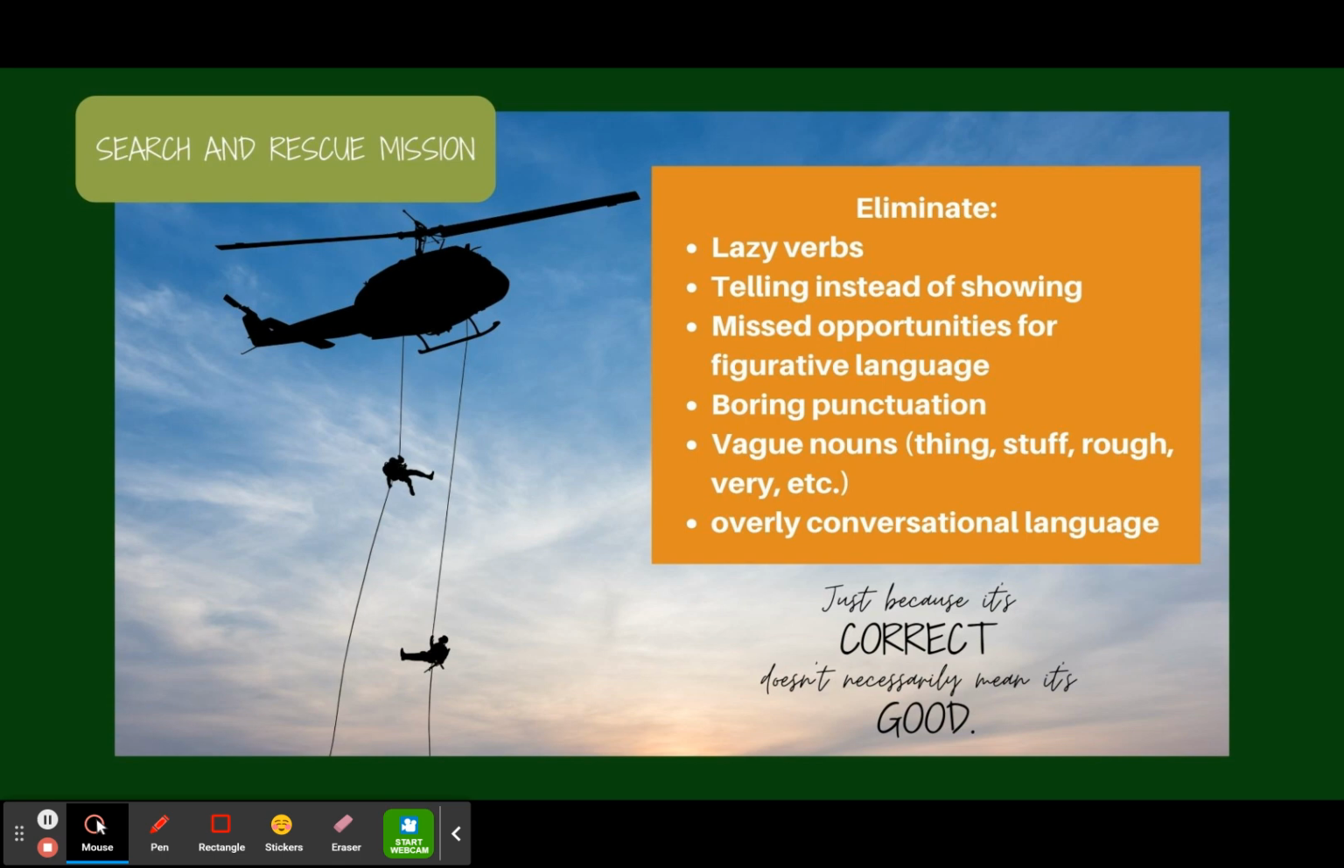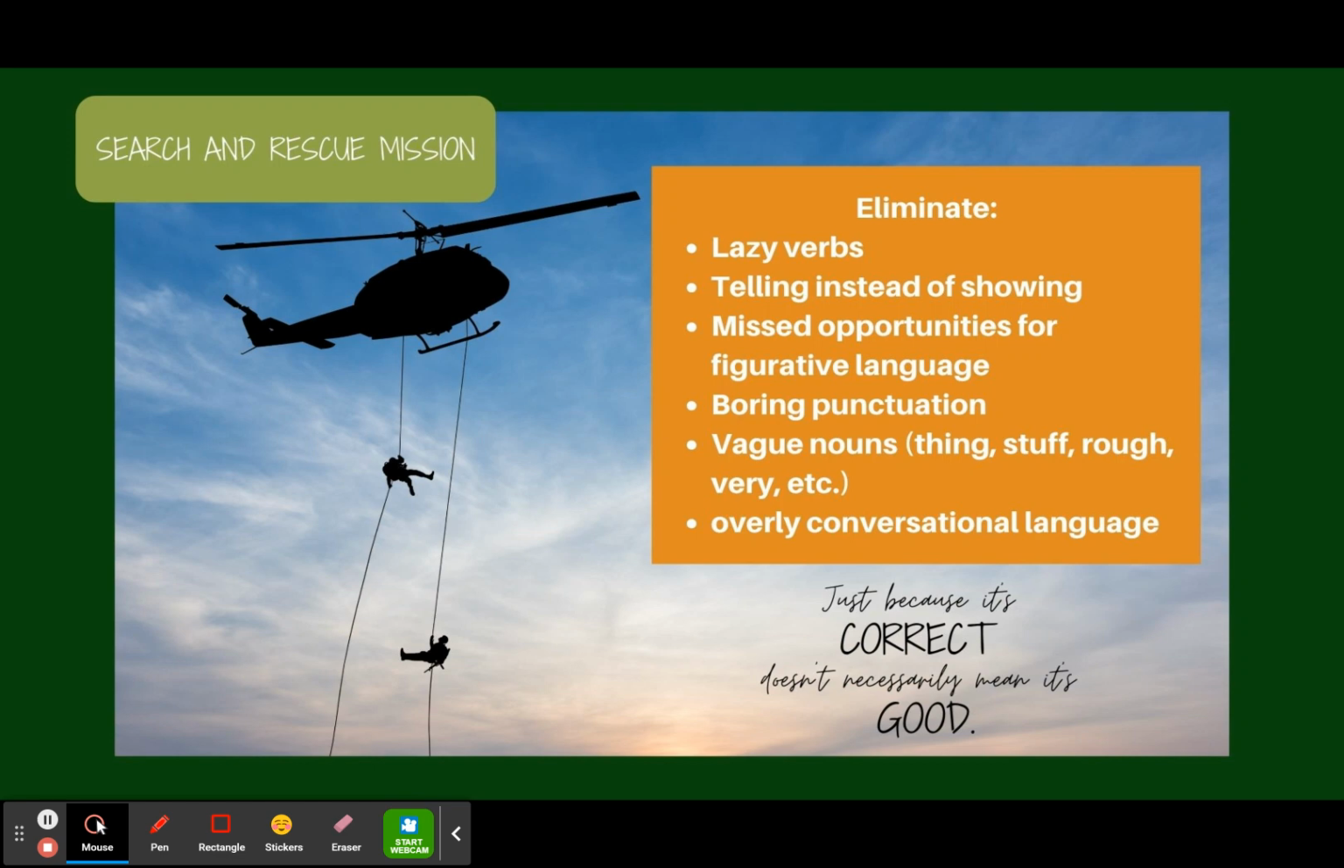You want to get rid of boring punctuation. If you've got a chance to use a dash and use it correctly, or to use a semicolon and put two sentences together in a way that does something impressive, take advantage of those on delete day. You definitely want to get rid of your vague nouns. So if you're saying thing, stuff, rough, very, do a Control F in your paper and see where it happens and just get rid of them. Anything you replace those vague nouns with is going to be better.